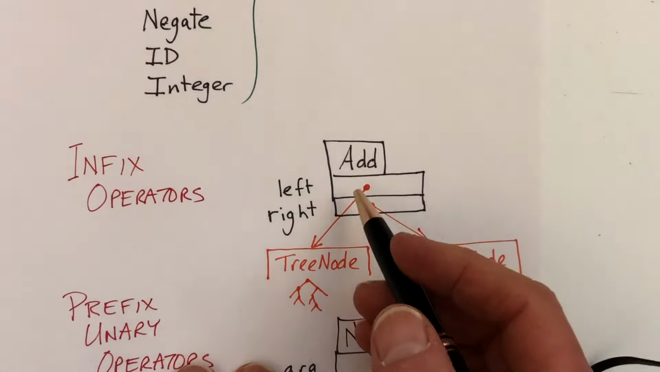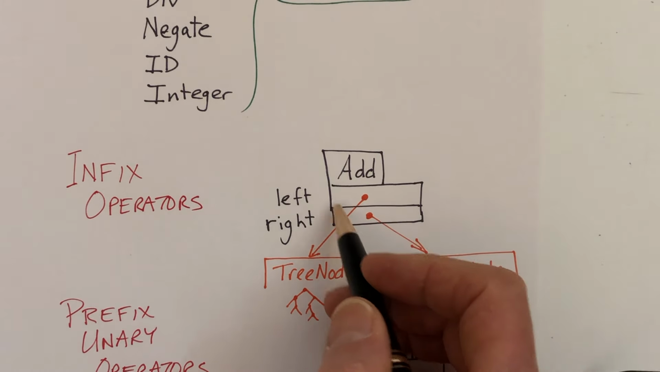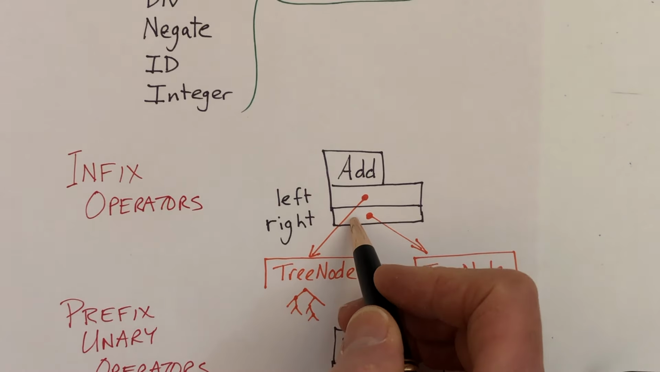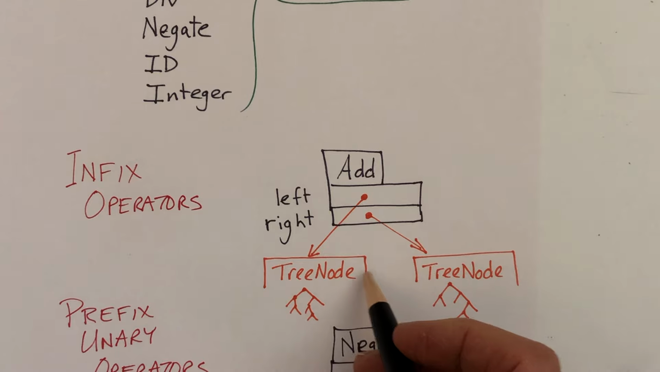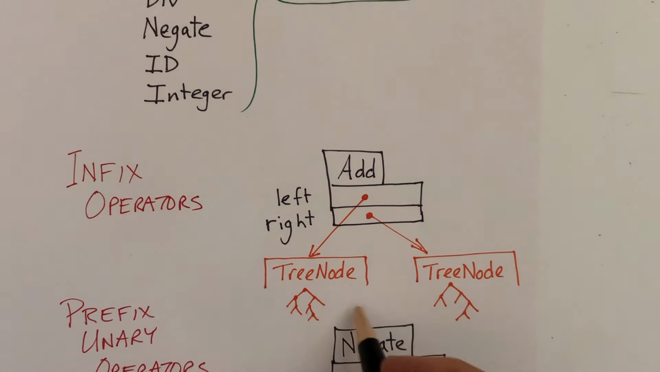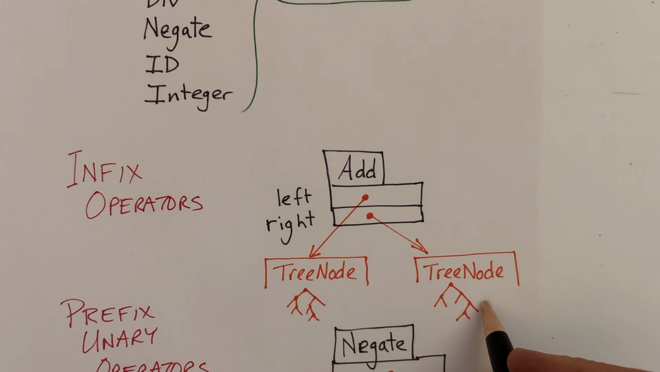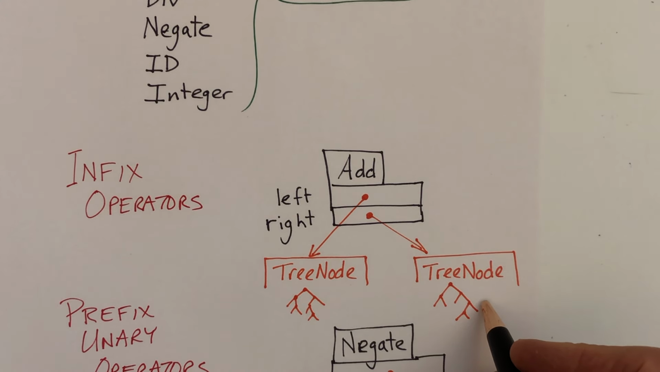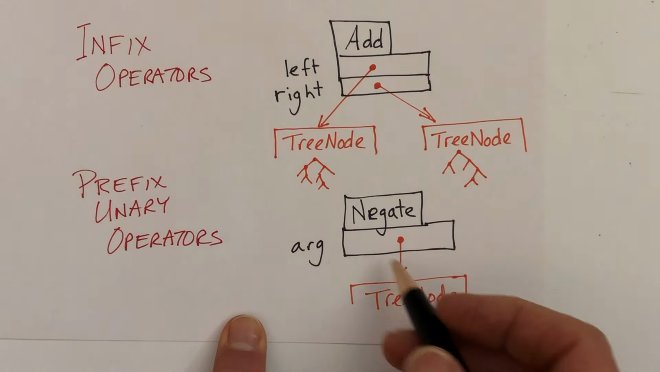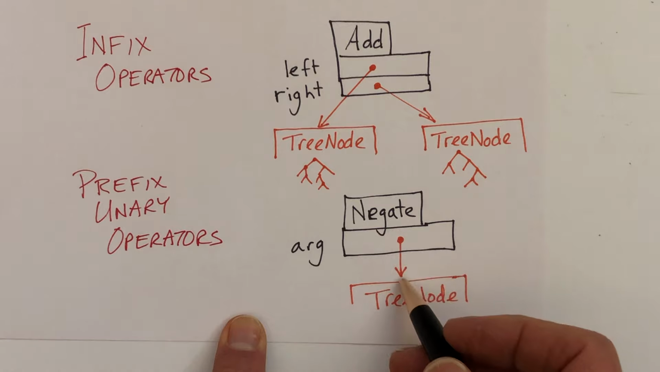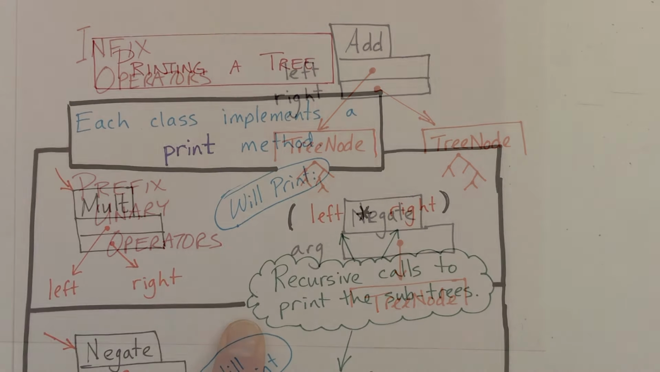So for the infix operators like add and multiply, we'll have two fields in the class called left and right, and these will contain pointers to other tree nodes. Depending on what kind of sub-expressions are being added together, that will determine what exactly is being pointed to. For prefix operators, like negate, we'll have just a single field called arg, or argument, and that will point to some tree node.